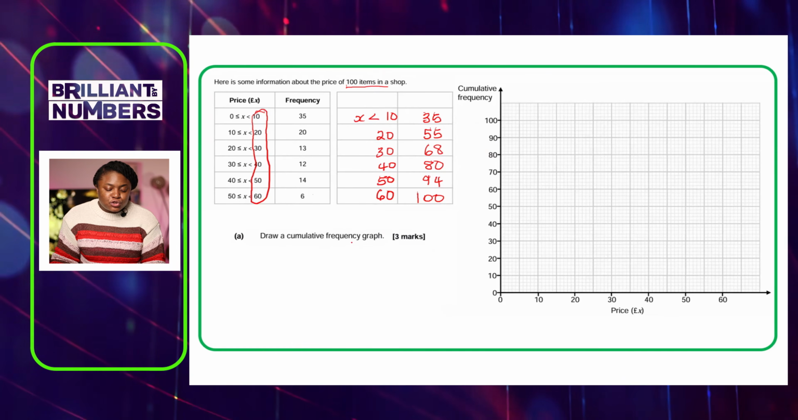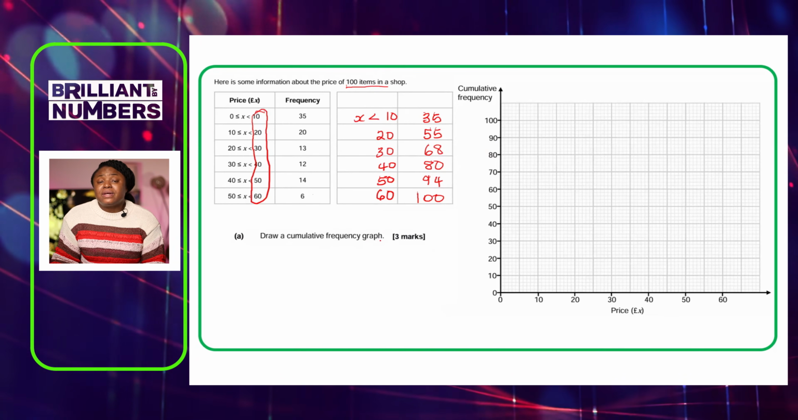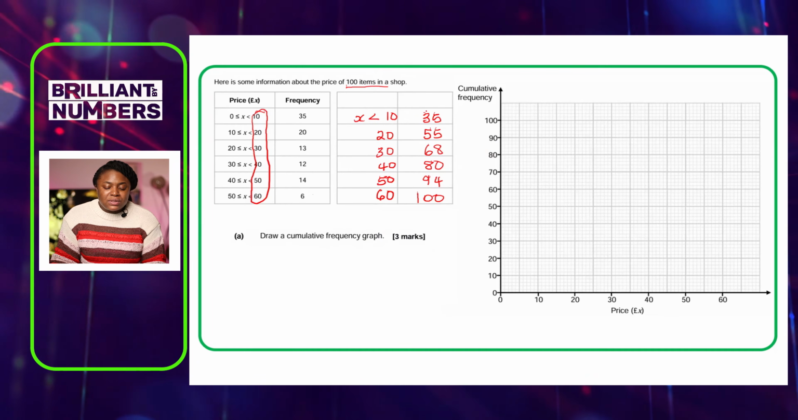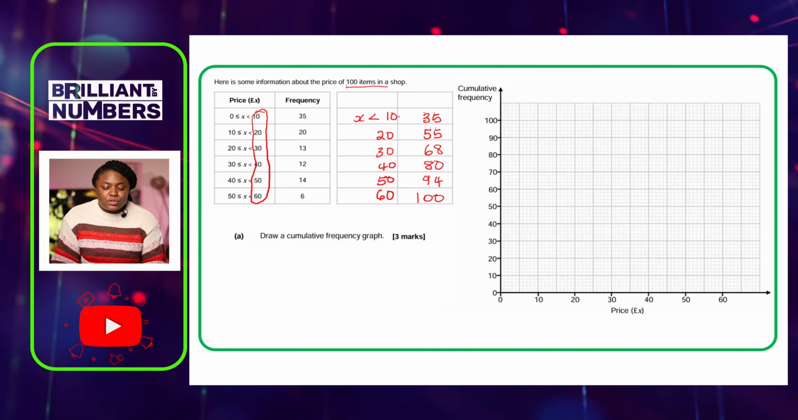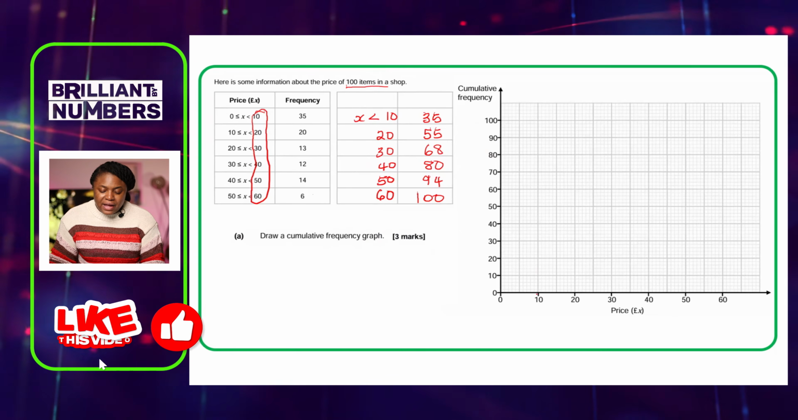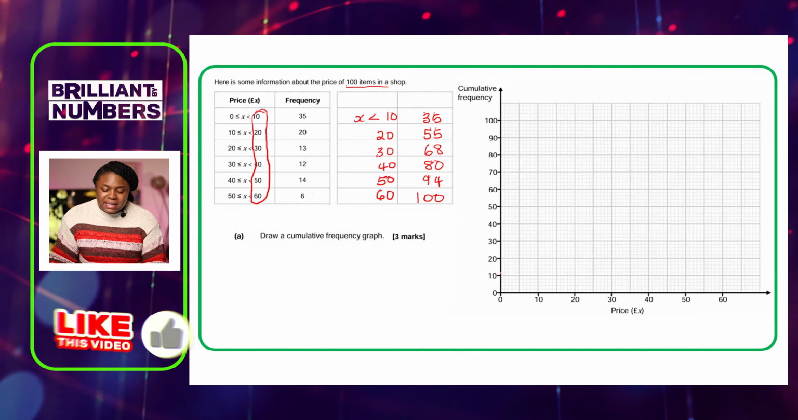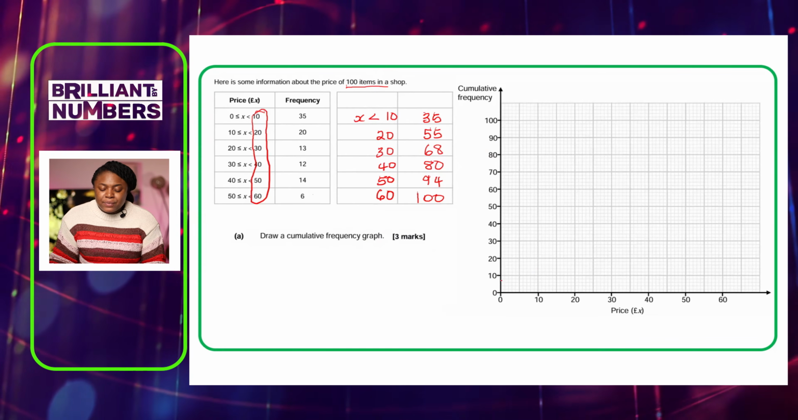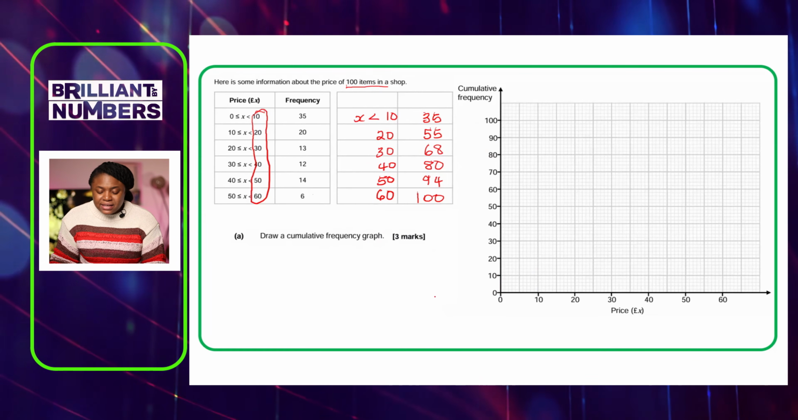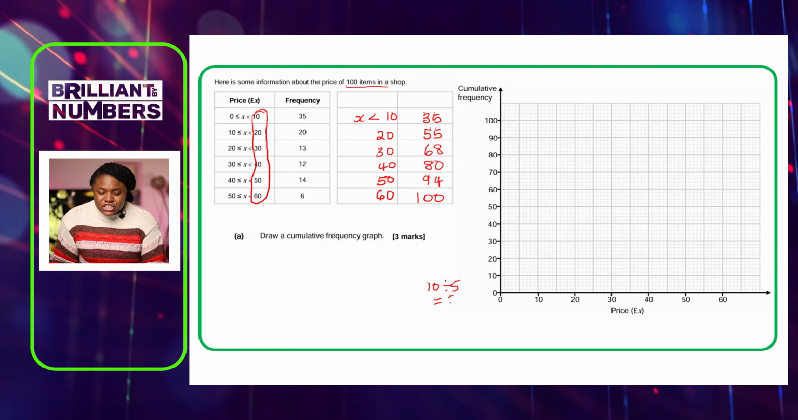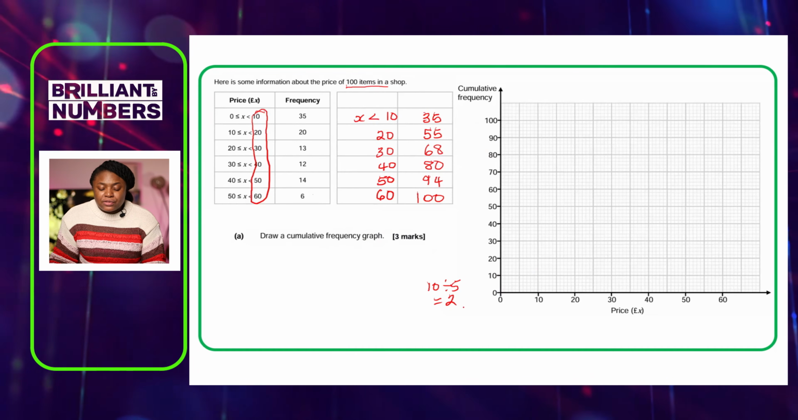We're asked here to draw the cumulative frequency graph. So we know we need to plot the upper bound against the cumulative frequency. So we're going to do 10 to 35. So we observe our scale first of all. We can see that we're going up in 10. So if we have 5 spaces in between, then 10 divided by 5 means that each tiny square is worth 2.